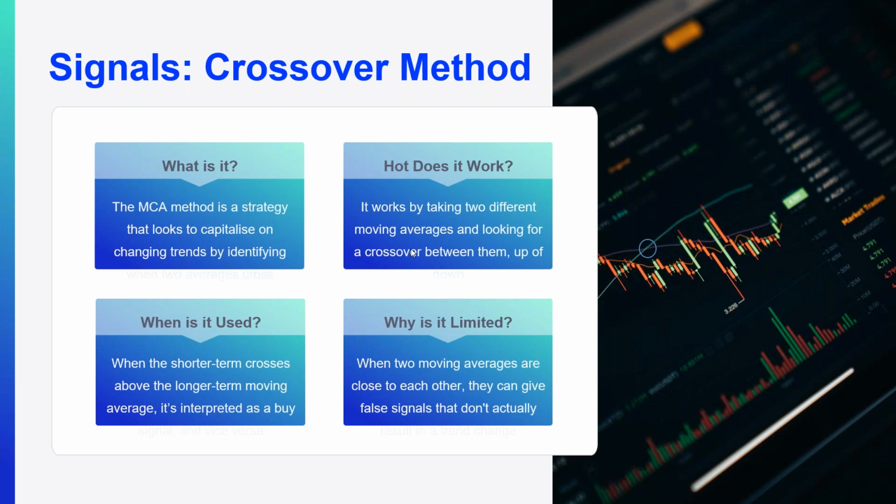When the two moving averages are close to each other, okay, and markets are looking a little bit flat or sideways, they can give so many false signals, and they don't actually result in a trend change that is considered to be lasting, like more than a day, perhaps even sometimes.